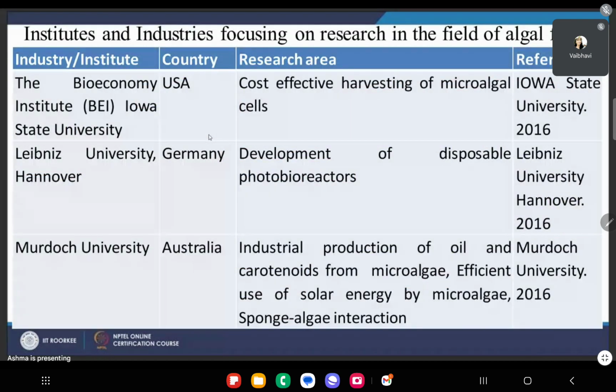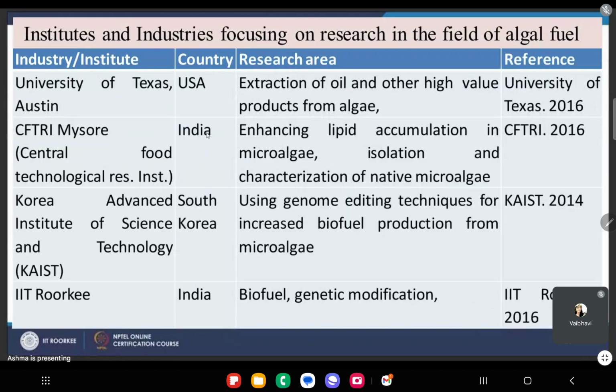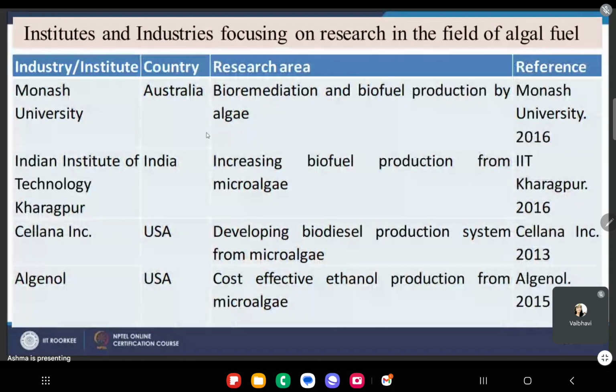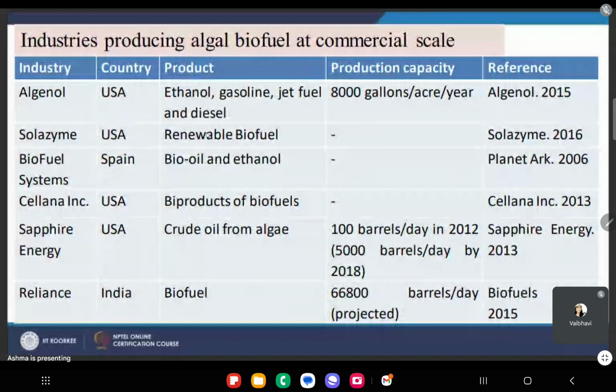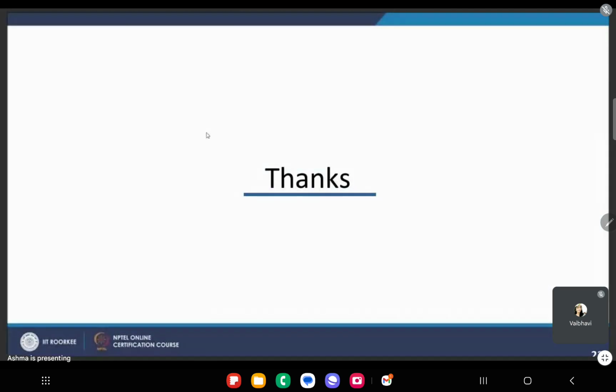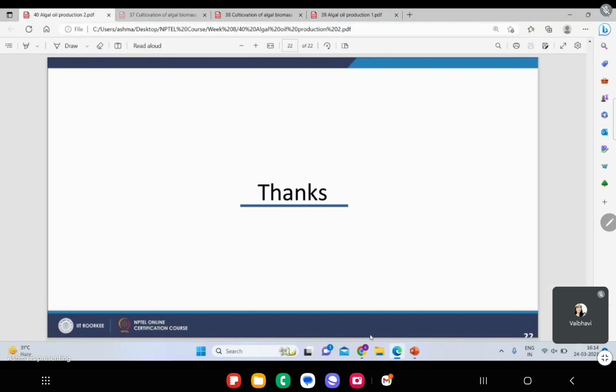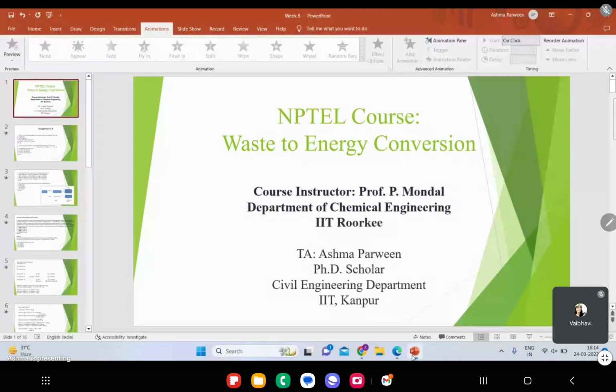Next, here are some of the institutes which are focusing on research in the field of algal fuel. You just go through these in the slides. So I think this is the last one. So we'll move to the assignment questions.